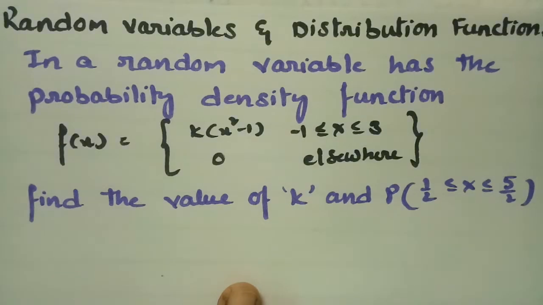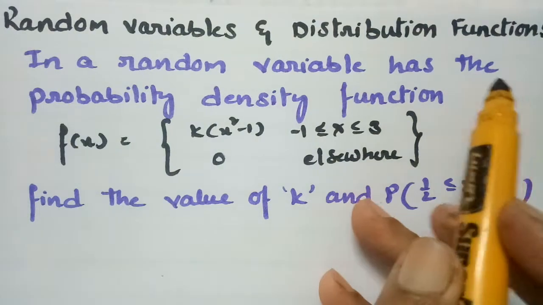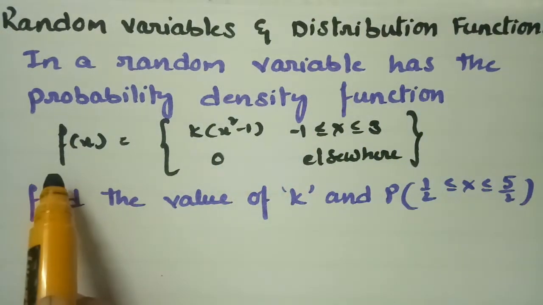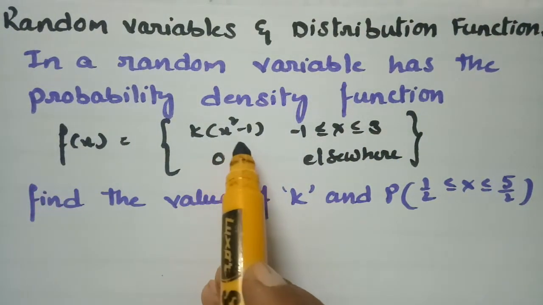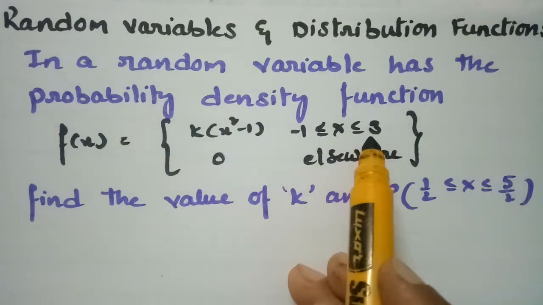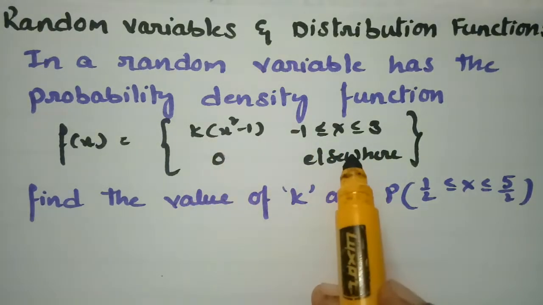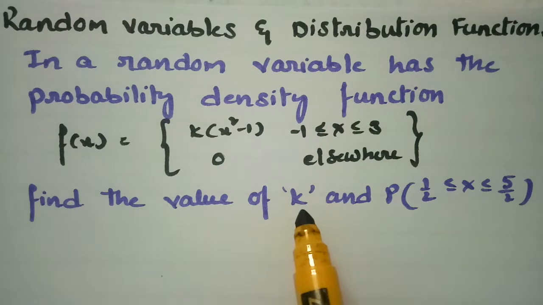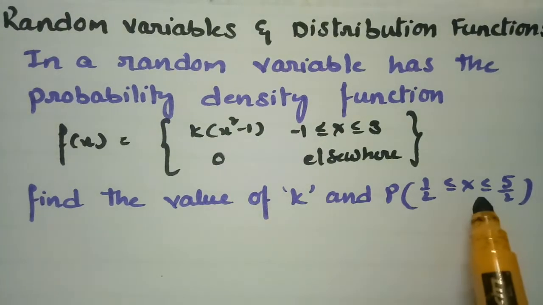This week's video is on a problem from random variables and distribution functions. A random variable has a probability density function f of x as k times (x square minus 1), where x lies between minus 1 and 3, and 0 elsewhere. Now we have to find the value of k, as well as the probability when x lies between half and 5 by 2.